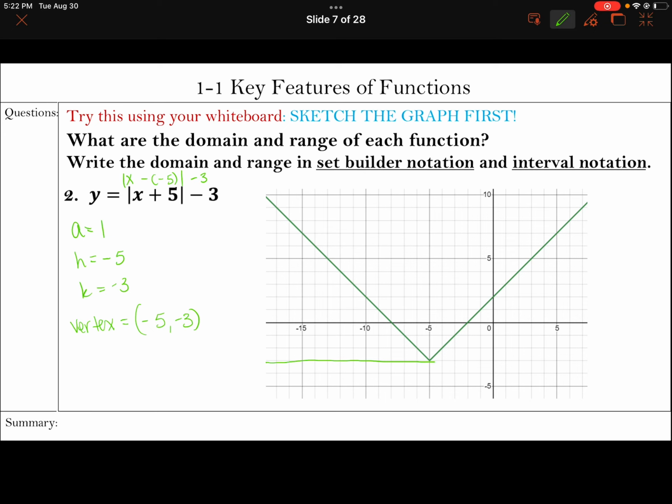So now my domain, it's going to keep going forever, again, will be -infinity to +infinity. My range will be where my graph starts from bottom up. So here is -3. I will include it, -3, all the way up to infinity.